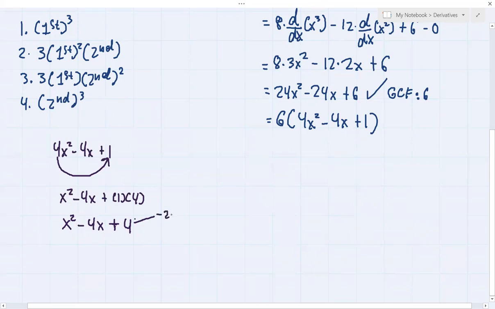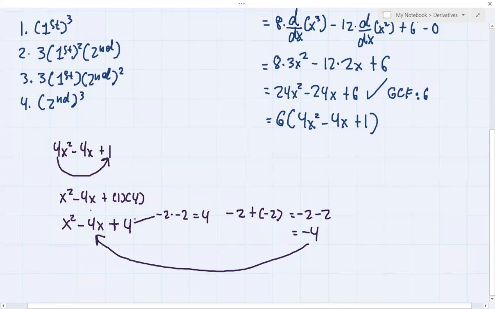So, pwede ako magkaroon ng negative 2 at saka si negative 2. Kasi negative 2 times negative 2 is 4, which is tama. Okay, dapat positive 4. Ngayon, try ko siyang i-add. Negative 2 plus negative 2, which is the same as negative 2 minus 2. So, negative 2 minus 2 is negative 4, which is the same as sa negative 4. Therefore, yung factors mo ay si negative 2 at negative 2. Therefore, you will have x minus 2 times x minus 2. Okay? That's it.